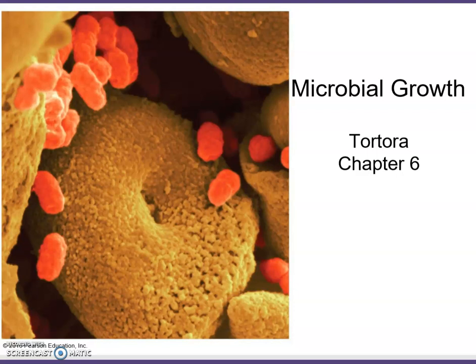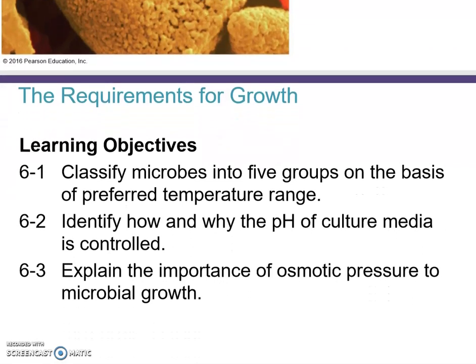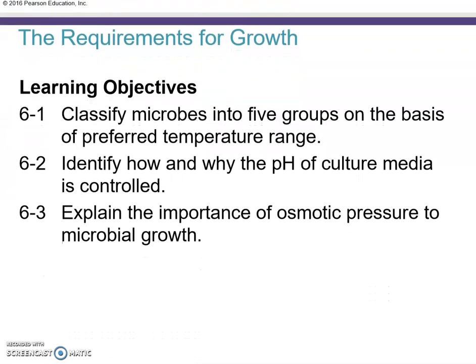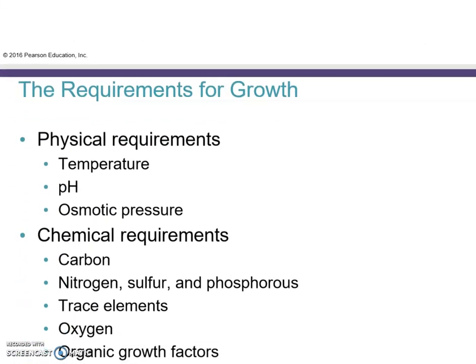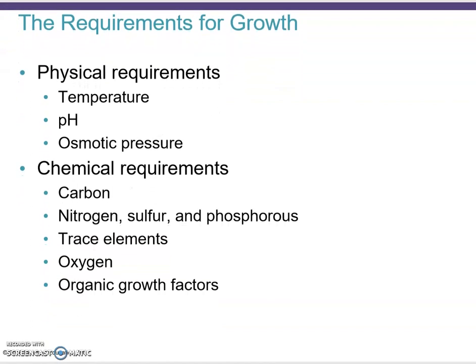Welcome back to our chapter on microbial growth. Here's what you're supposed to learn in this chapter. Classify microbes into 5 groups based on the preferred temperature range. Identify how and why the pH of culture media is controlled, and explain the importance of osmotic pressure to microbial growth. So let's start with general growth requirements.